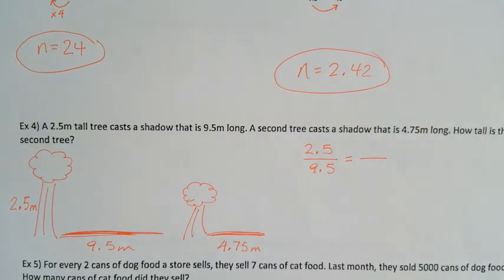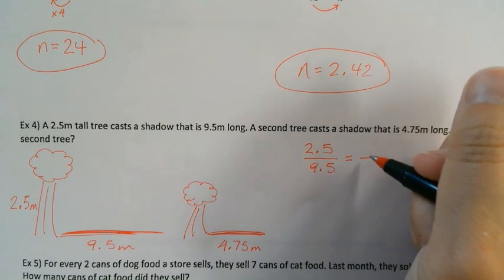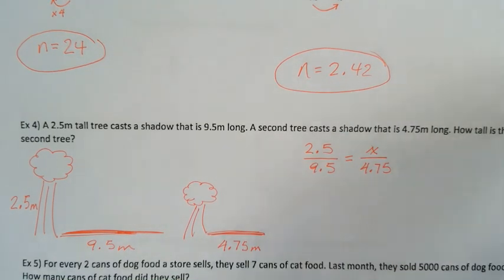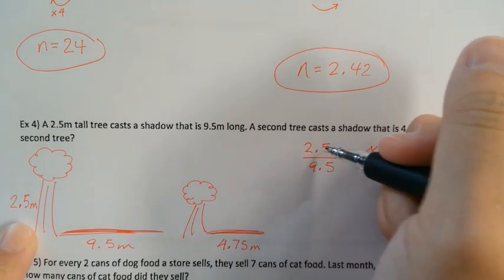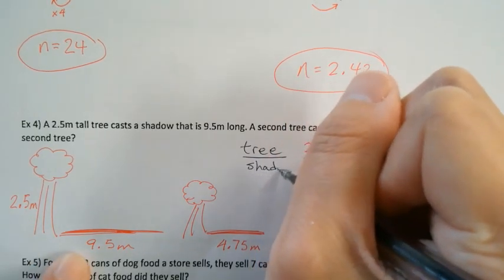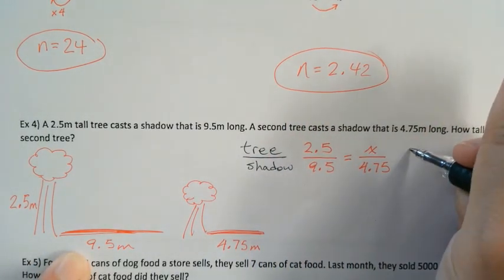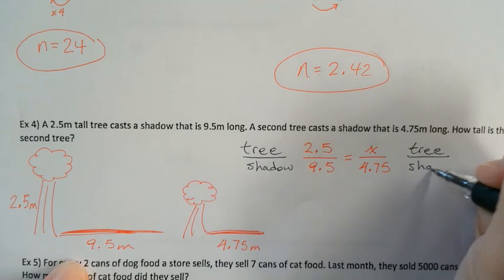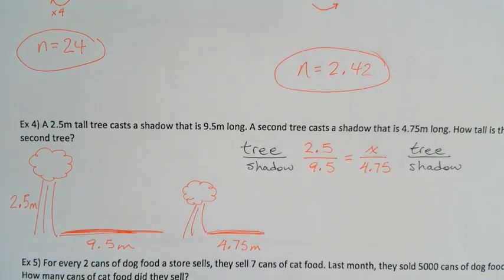Okay, how many of you say put the x on the top? How many of you say put x on the bottom? Okay, you guys are great. Yes, I do put the x on the top and 4.75 on the bottom. Why? Because I'm doing tree over shadow. On this side, I have to be consistent. I also have to write the ratio of tree to shadow. It makes a huge difference if you're not consistent.